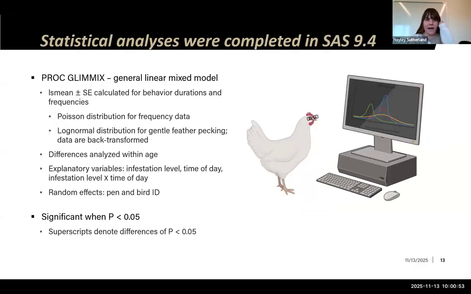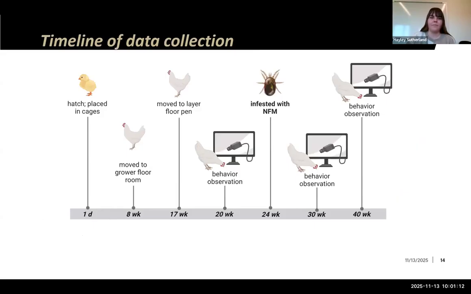All of our stats were run in SAS, where we used PROC GLIMMIX and a general linear mixed model to calculate the least squared means and standard errors for our behavior durations and our frequencies. Our data were considered significant when p was less than 0.05, and the letters that I'll have on my graphs are going to indicate the significance of less than 0.05.